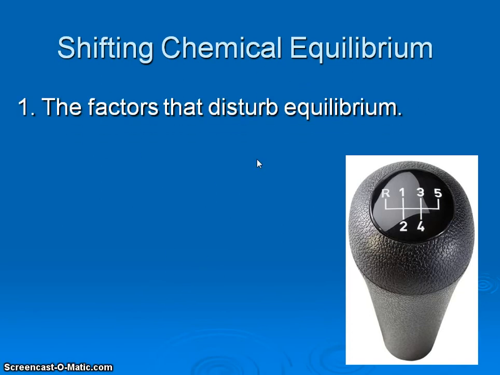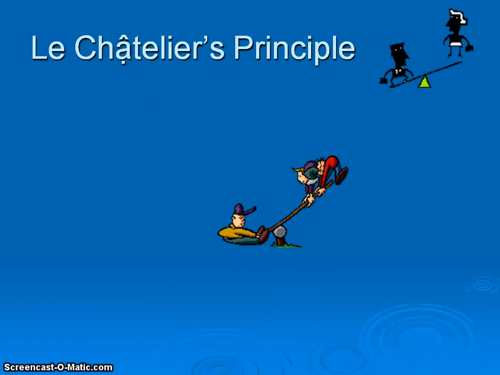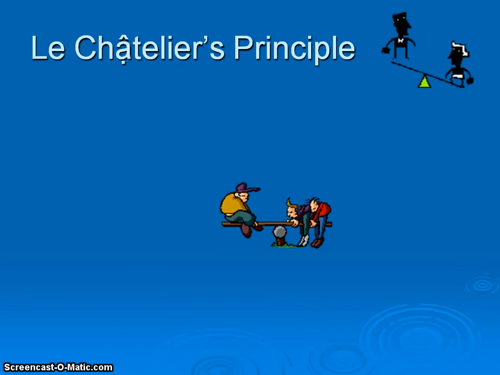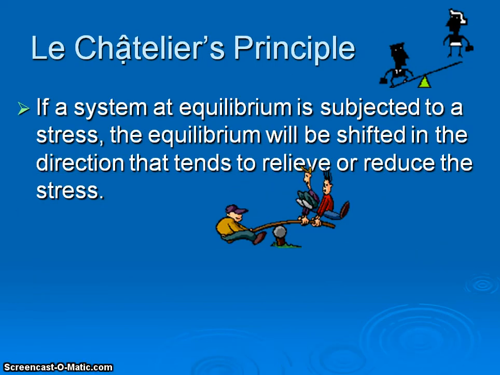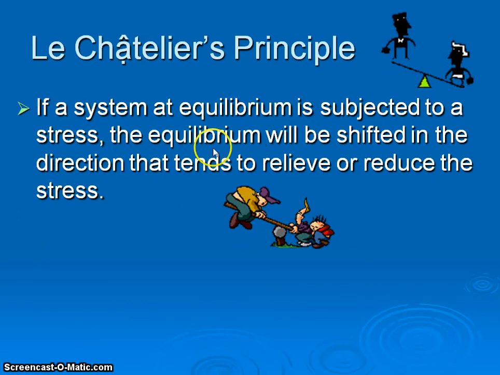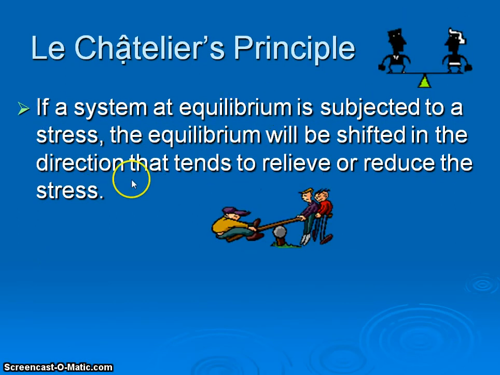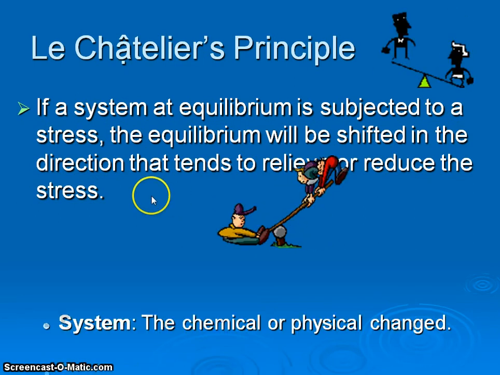So, shifting chemical equilibrium. These are things that can disrupt the equilibrium, make it go one way or another. Common ion effect. So let's talk about Le Chatelier's principle. It's a shifting from one side to another. That's why all the teeter-totters. If a system at equilibrium is subject to a stress, the equilibrium will be shifted in the direction that tends to relieve the stress. So if I push up or down, it goes to relieve the stress.